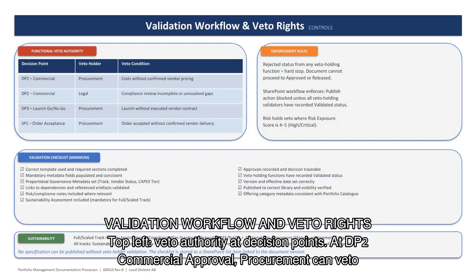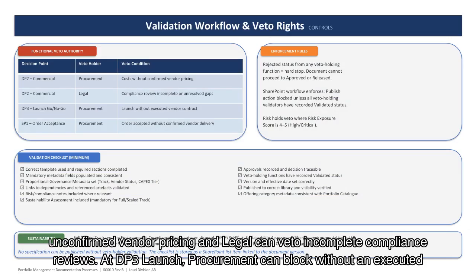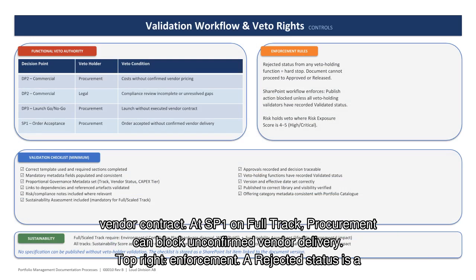Validation workflow and veto rights, top left. Veto authority at decision points. At DP2 commercial approval, procurement can veto unconfirmed vendor pricing, and legal can veto incomplete compliance reviews. At DP3 launch, procurement can block without an executed vendor contract. At SP1 on full track, procurement can block unconfirmed vendor delivery.